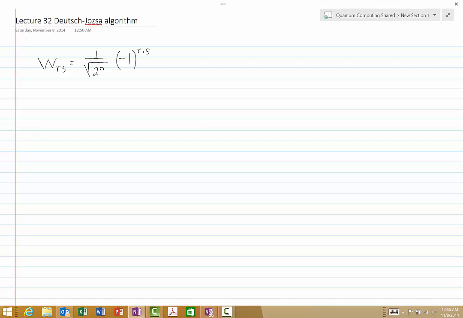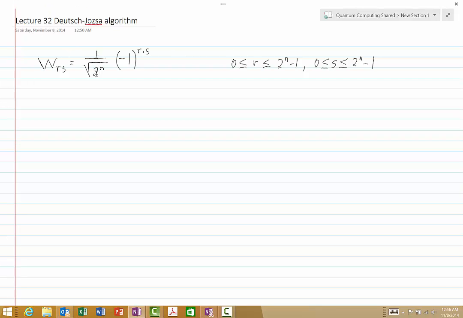The RS element of the W matrix, where we assume that, recall, we have 0 is less than or equal to R is less than or equal to 2 to the n minus 1. And likewise, the same restriction for S, 0 less than or equal to S less than or equal to 2 to the n minus 1, is given by this formula here.